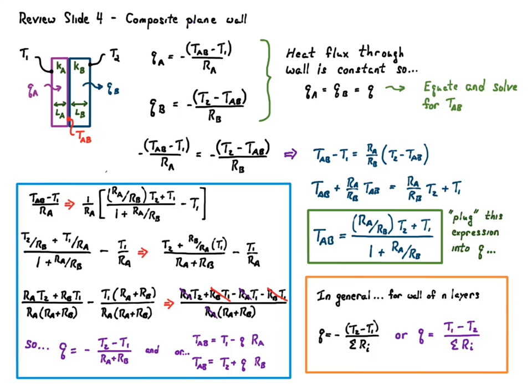Okay, so hopefully that makes sense. If not, you need to take a look at how the minus signs are being utilized in these terms, and that's the end for the review of the composite plane wall.